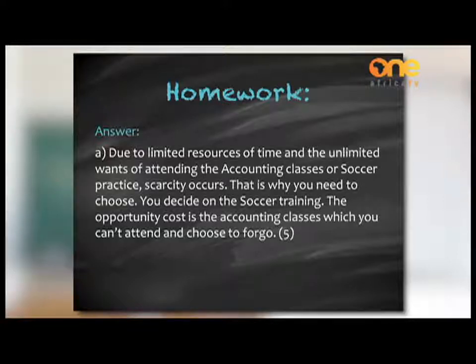And if he made the decision, he can say, for example, that he will continue to train for his soccer every night to try to get into the Namibian team. The opportunity cost of this situation will be what he forego, and what he forego is the accounting classes, which he can't attend. That will allocate 5 marks to you if you explain it in that way.